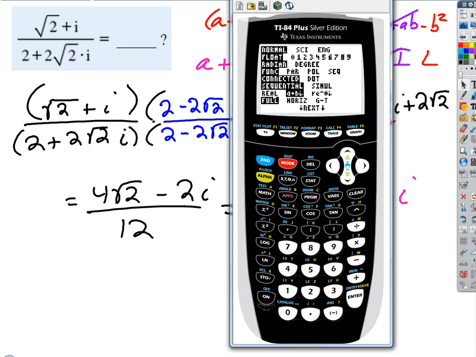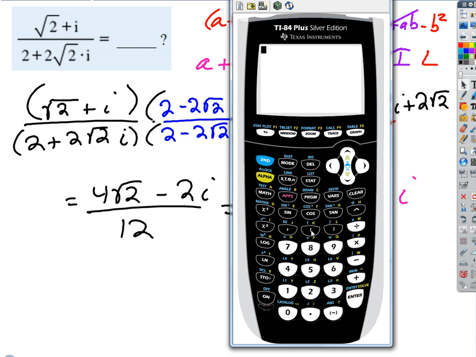The reason being, if you have it in float mode, which you normally will, and you have it in a plus bi mode, sometimes it's hard to tell if it gave you back an imaginary number or a real number. Remember, we did a couple examples yesterday. Well, how about if we just do one like that, right? And also remember, you can't use the fraction template with imaginary mode. It won't work. You have to just use parentheses instead.